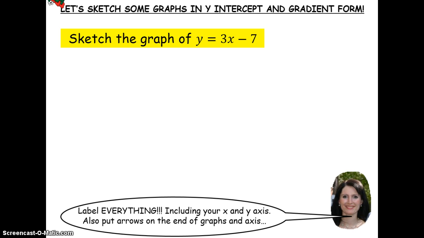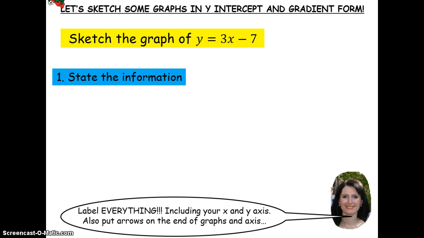Let's now sketch some graphs in y-intercept and gradient form. So here it's telling us to sketch the graph of y equals 3x minus 7. We want to state the information that we have. Thinking back to our general form of y equals mx plus c, we know that the y-intercept, or c, is negative 7. The gradient is our m value. That's what's next to the x, and in this case it's 3.